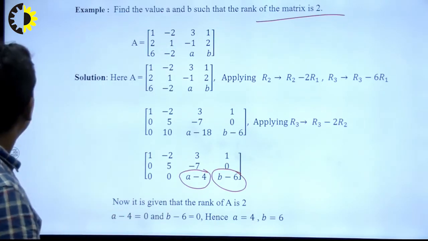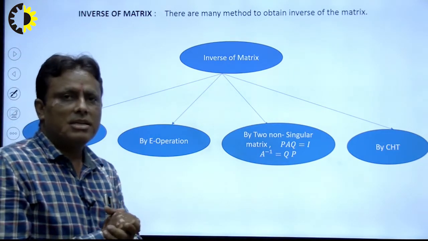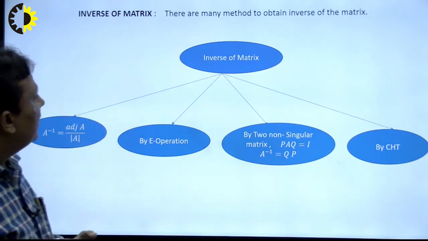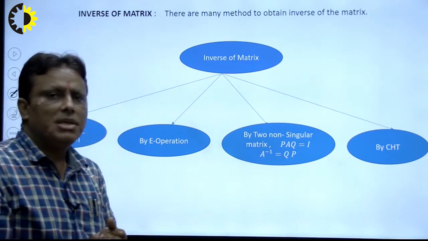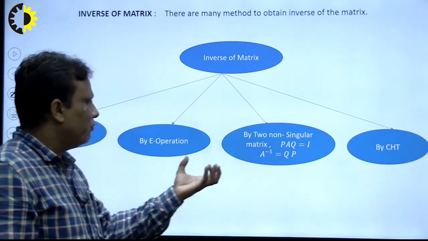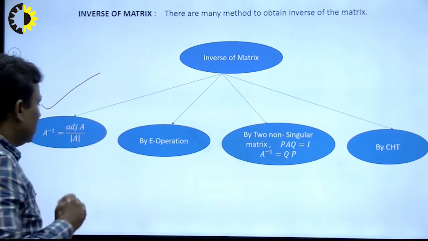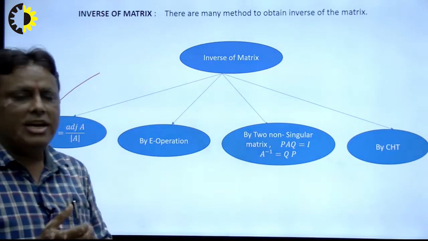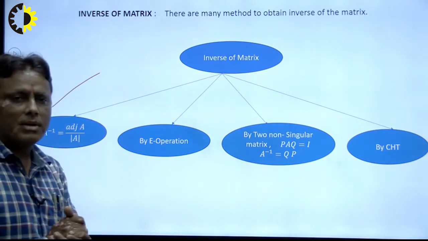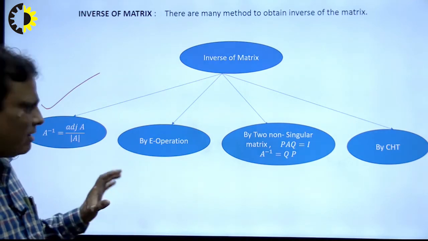The next topic is the inverse of a matrix. How to calculate the inverse of a matrix? Students study in 12th level how to calculate the inverse of a matrix by using different methods. There are a lot of methods, and first of all I explain the adjoint method. How to calculate A inverse? Adjoint A upon determinant of A. Students study this method in 12th level. We can use this method here also, but avoid it for such type of problem. Why?